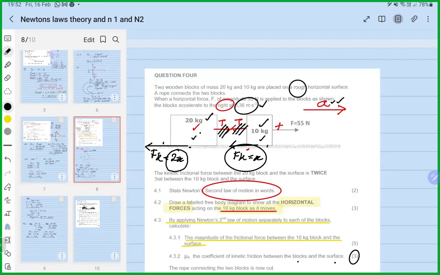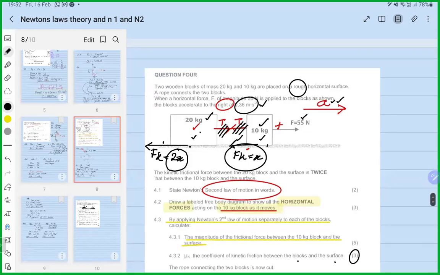But the 10 kilogram will still have the applied force on it, but it now won't have a backward tension acting on it. So that should speed up slightly more. In other words, it'll have a larger acceleration because you're going to have a larger net force. The net force on the 10 kilogram is just going to be 55 minus the kinetic friction, not 55 minus the tension and minus the kinetic friction anymore. So this will speed up, but that will slow down.